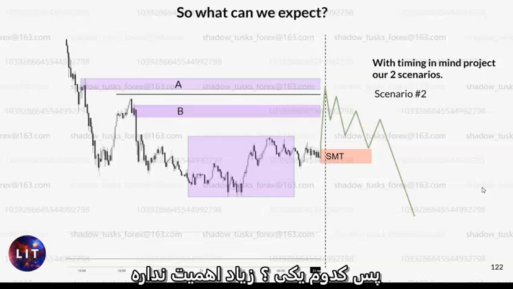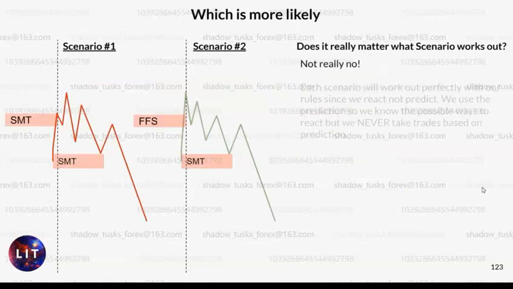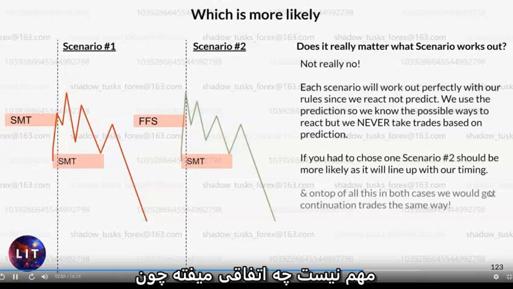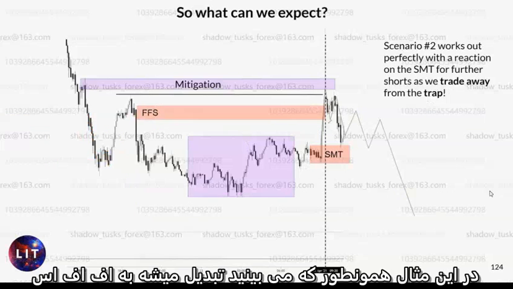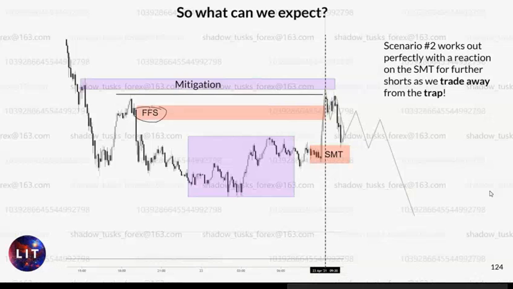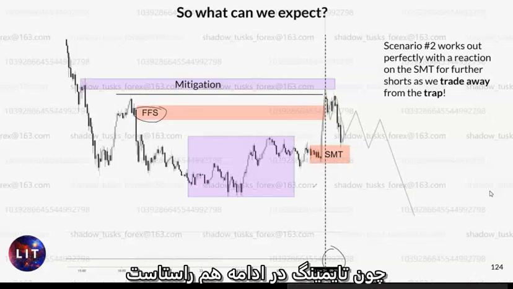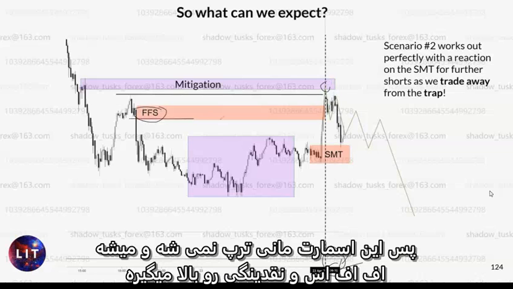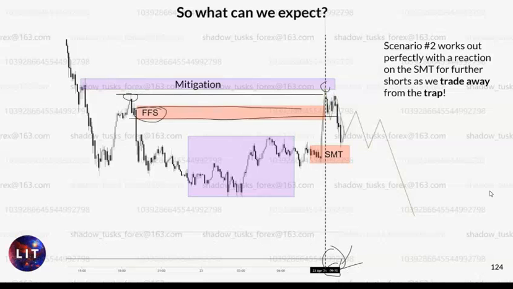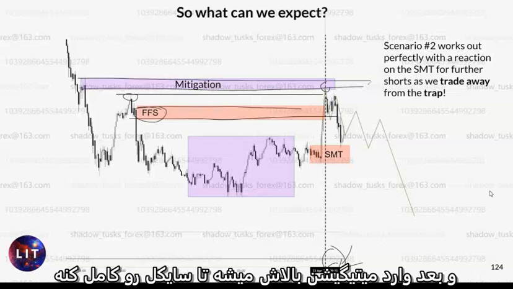Okay, so again, what's more likely? It does not matter what should happen because, again, we expect the break of the structure anyways. So in this case, as you can see, it just becomes, and for FFS, because the timing then lines up. It's already 9 o'clock, as you can see. And they obviously want to do it in London. So this becomes not a smart money trap, but for FFS, grabs liquidity high, and then goes into the mitigation zone above that to complete the cycle.